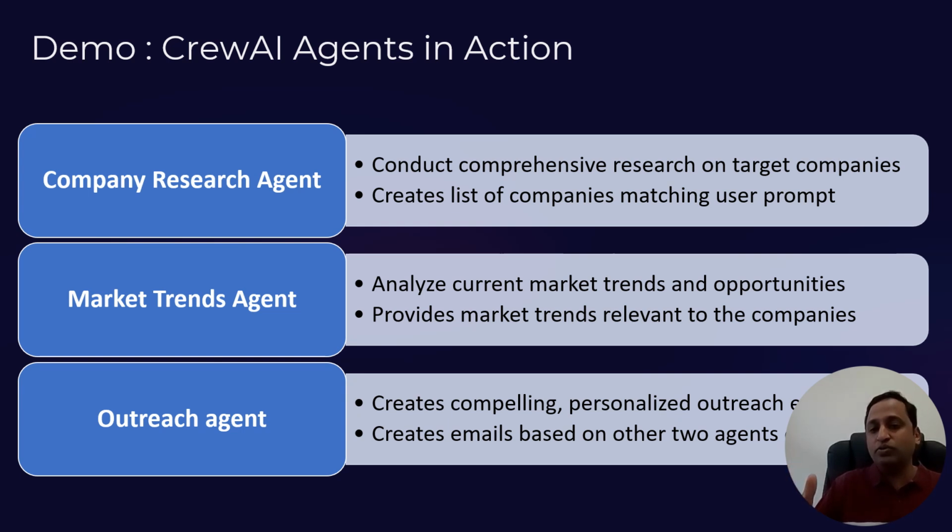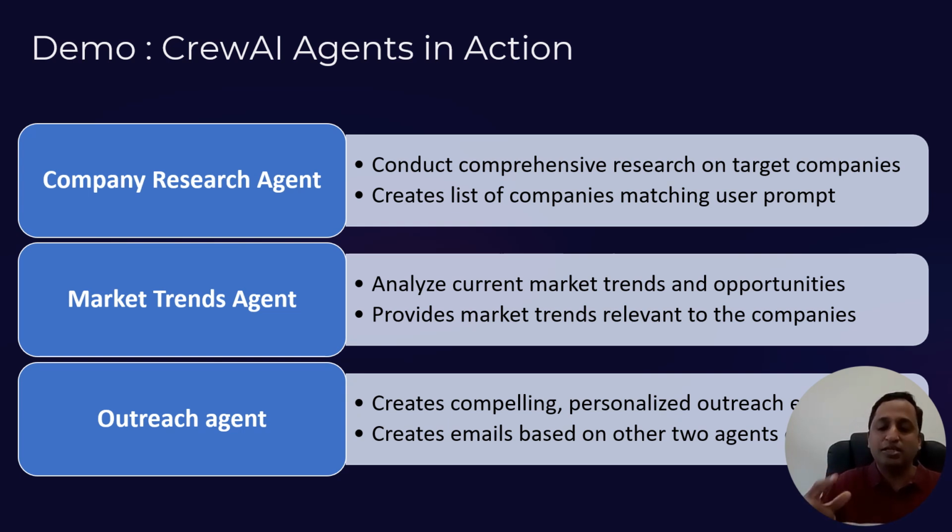What this agent will do is conduct comprehensive research on target companies depending upon the user prompt. If the user says I want retail companies or healthcare companies, it will just go and find all the companies. It creates a list of all the companies matching the user prompt, and then passes this data to the market trends agent. Now the market trends agent is going to do the market research on these companies.